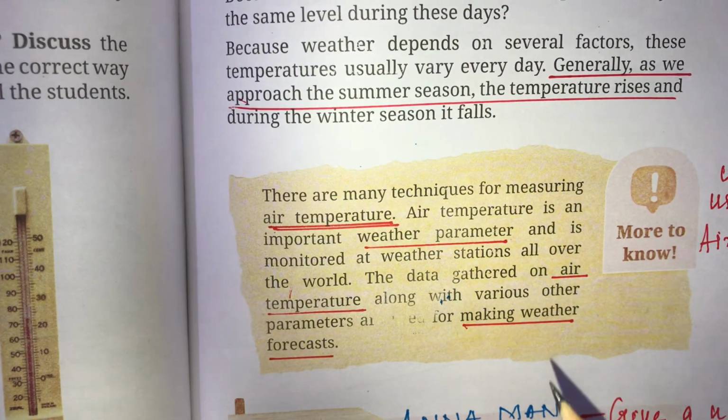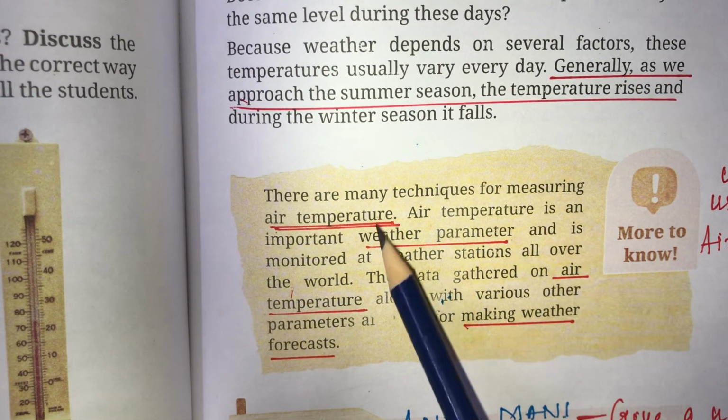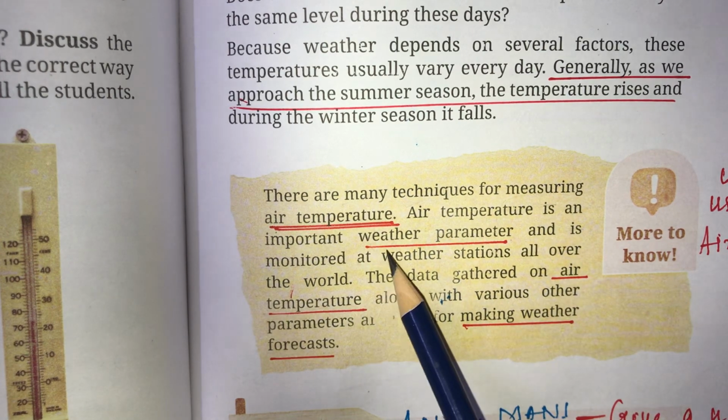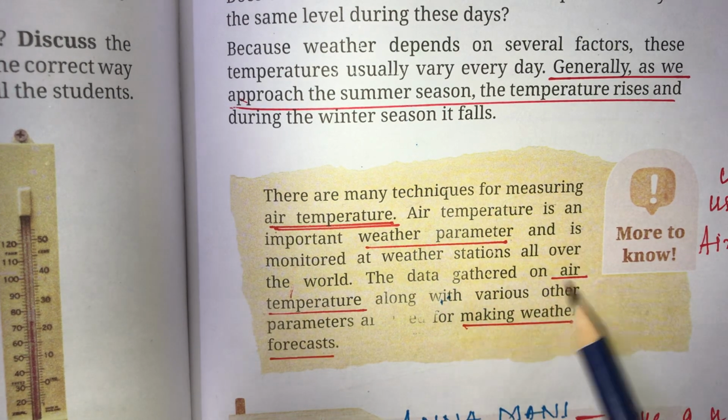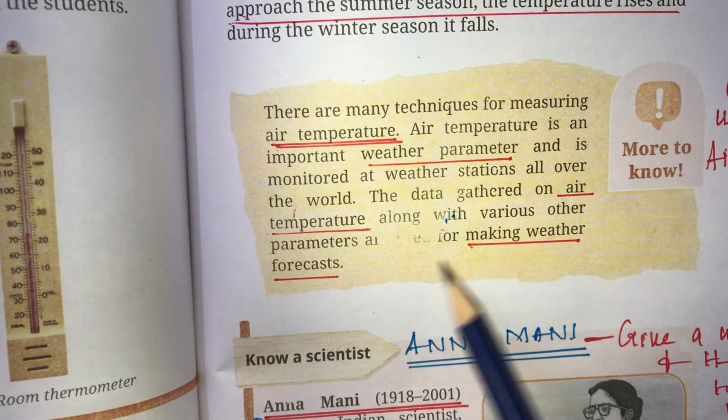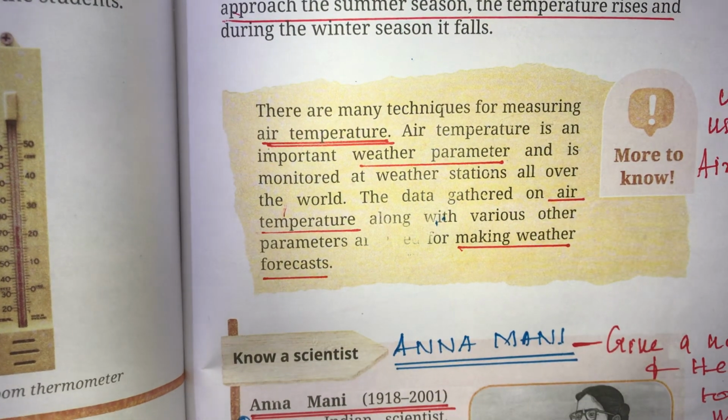Next, what is air temperature and what is its use? Air temperature is used in many techniques. There are many techniques for measuring air temperature. Air temperature is an important weather parameter. The data gathered on air temperature, along with various other parameters, is used in making weather forecasts. That is the use of air temperature.